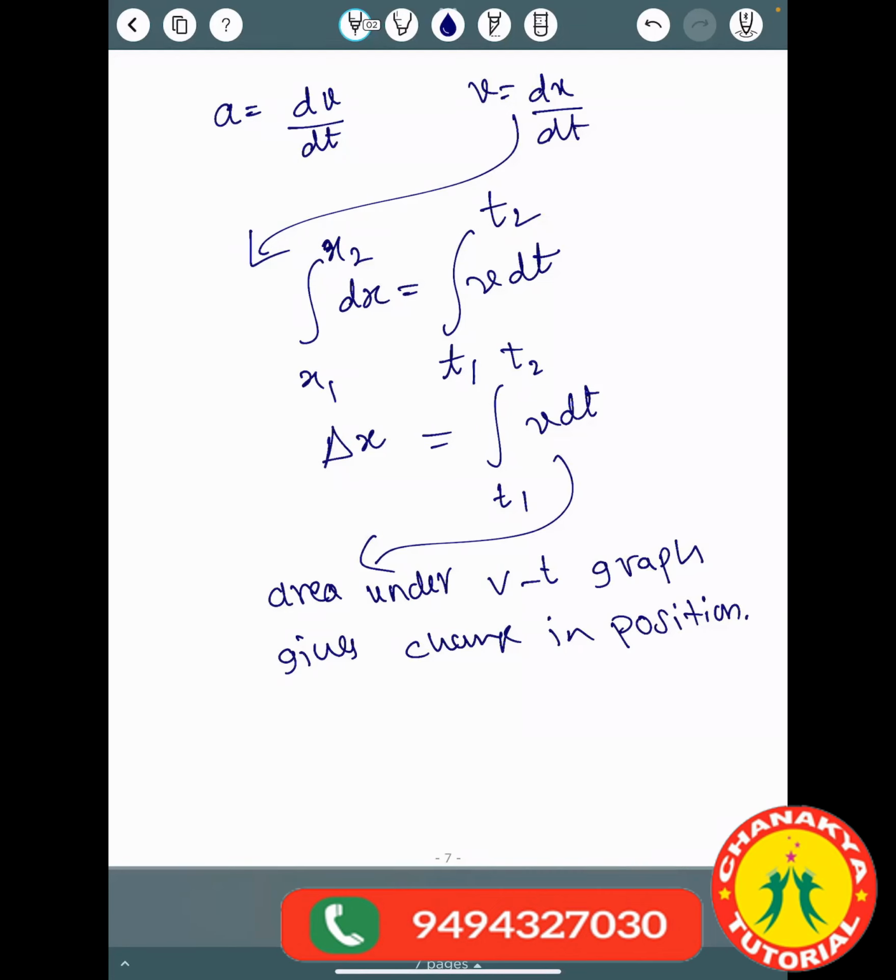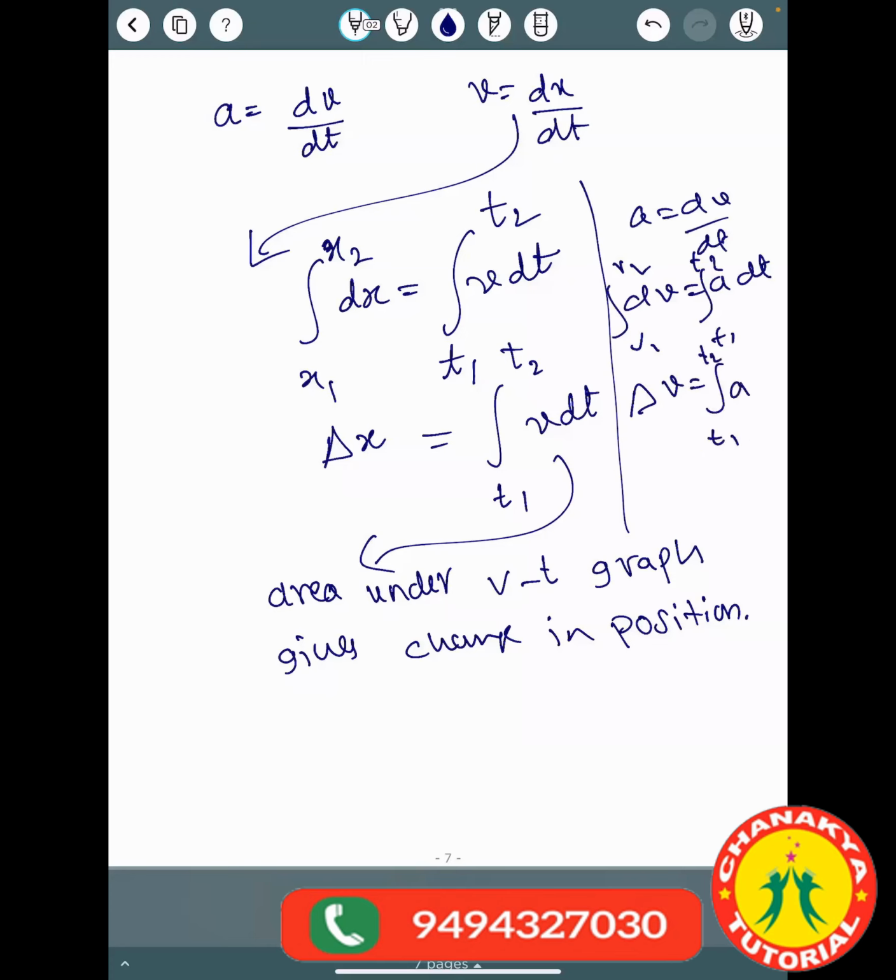Similarly, A is equal to dv by dt, so dv is equal to a dt. If I integrate from t1 to t2, v1 to v2, the change in velocity is given by the area under the a-t graph. Okay.